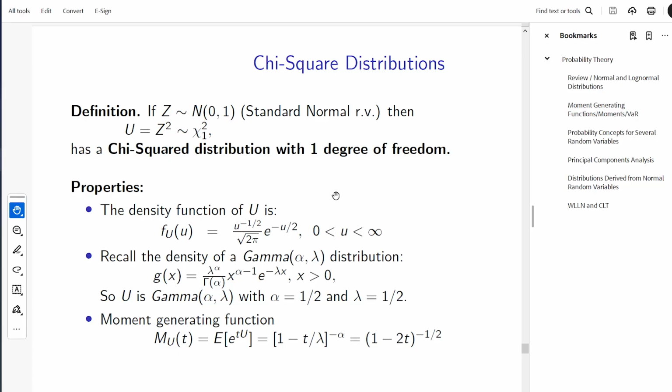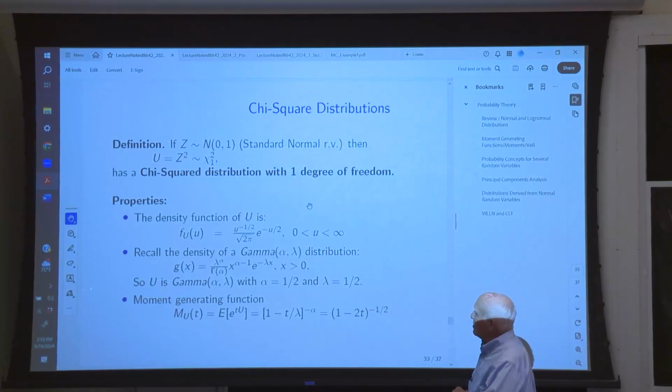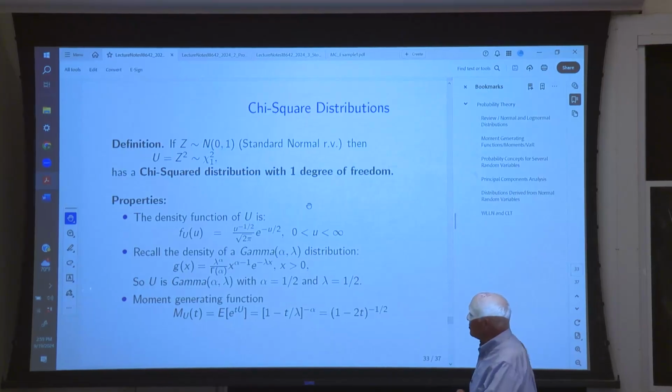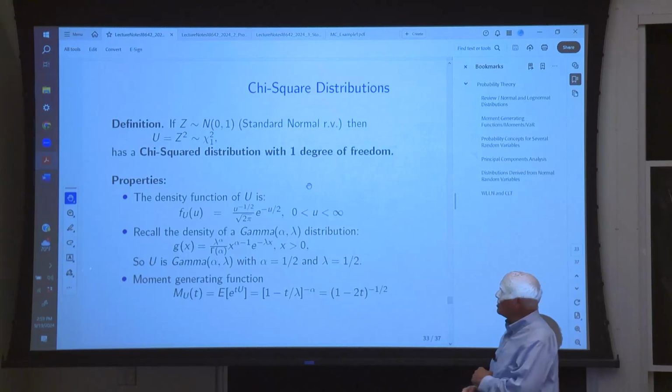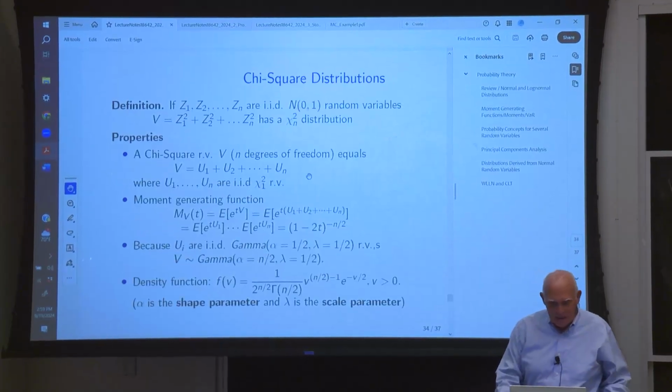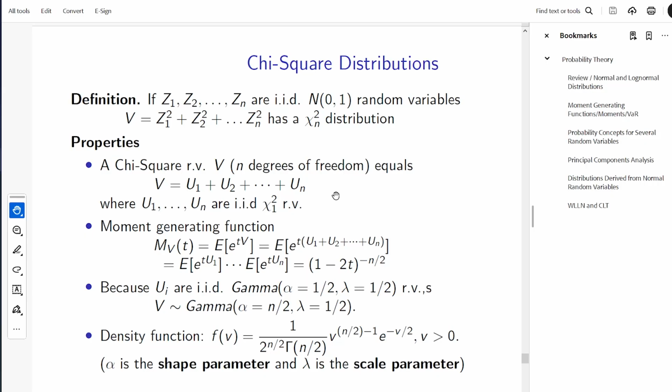Well, here's its density function. It turns out to be a special case of the gamma distribution. And here's its moment generating function. It turns out that if we take independent normal 0, 1 random variables, square them and sum them, then the sum of n independent ones is a chi-squared with n degrees of freedom. And we can prove these results using moment generating functions and get densities for those.